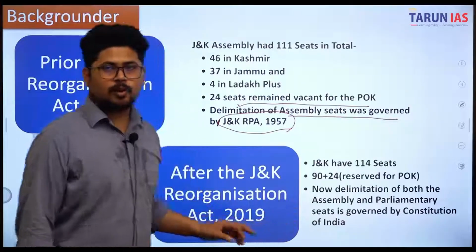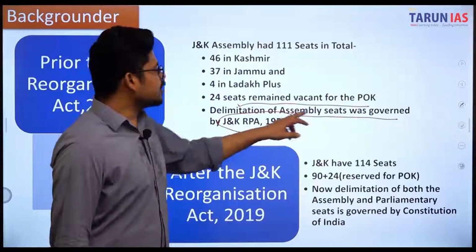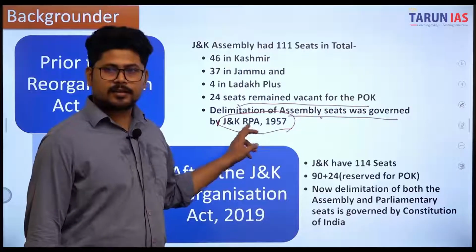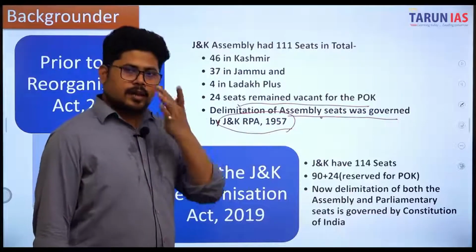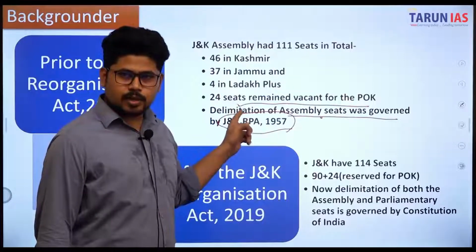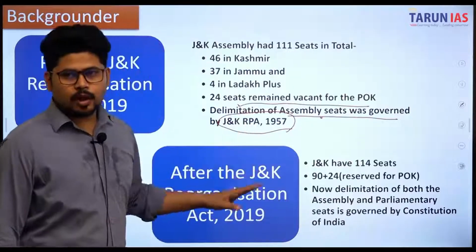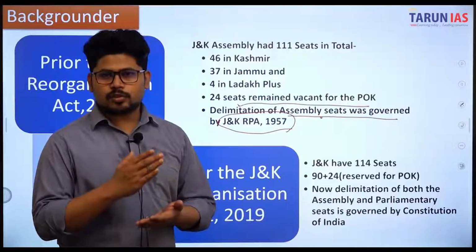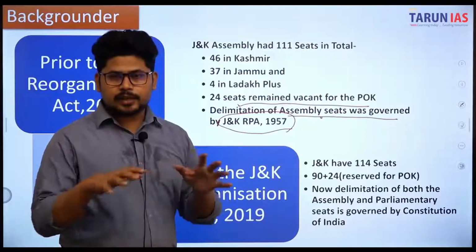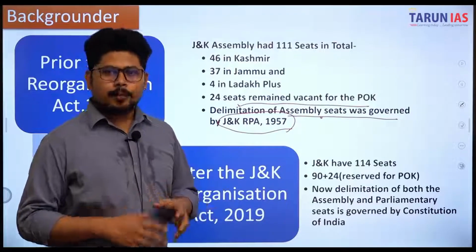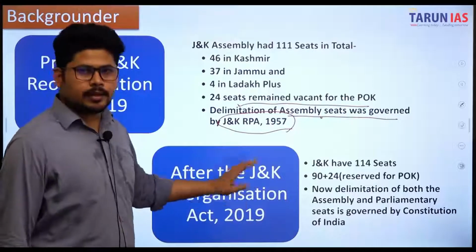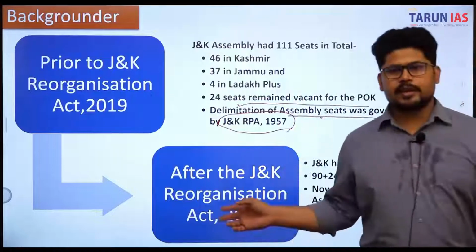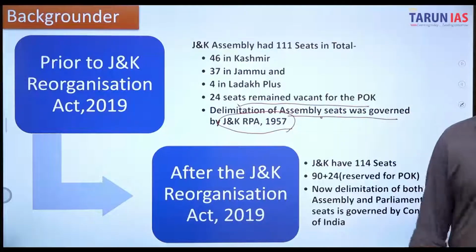Now delimitation of both assembly, earlier what was it? Delimitation of assembly seats was governed by J&K RPA 1957. This act, the Representation of People's Act 1957, was enacted by the assembly of J&K. But what the situation is now is that for both assembly elections and for the elections of Lok Sabha, the delimitation of the territorial constituencies will be done by the delimitation commission appointed by the parliament. I hope you understood this, how this J&K Reorganization Act has brought about a difference.